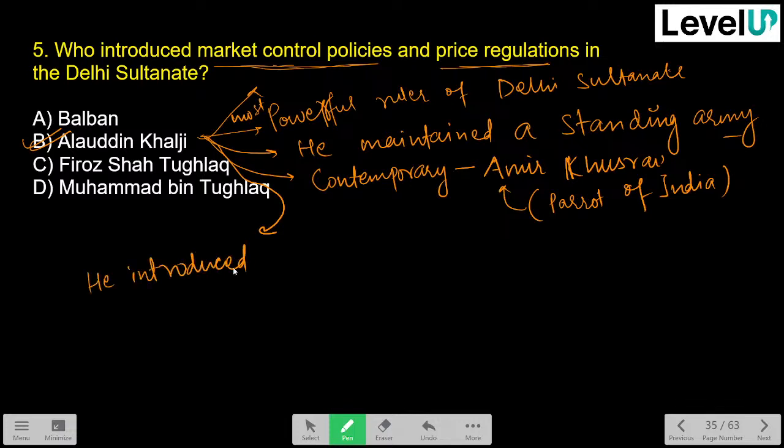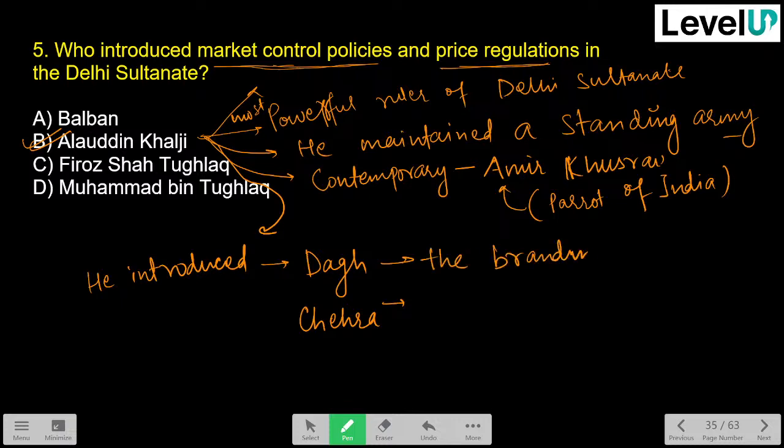Again, for Alauddin Khilji, the next question can be what he introduced. Two things: first, Dagh and Chehra. Dagh was the branding of the horse. He used to brand the horses with hot iron tools, so the hot iron was stamped on the horses and they got a brand over there. So the branding of horses was to have better horses in his cavalry.